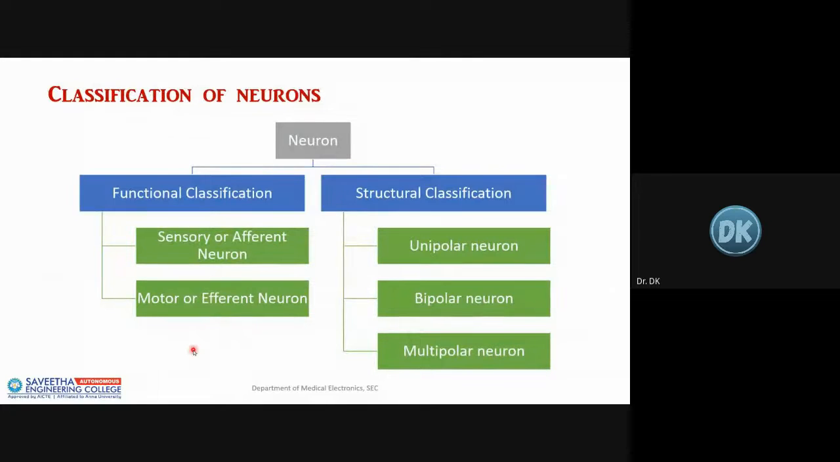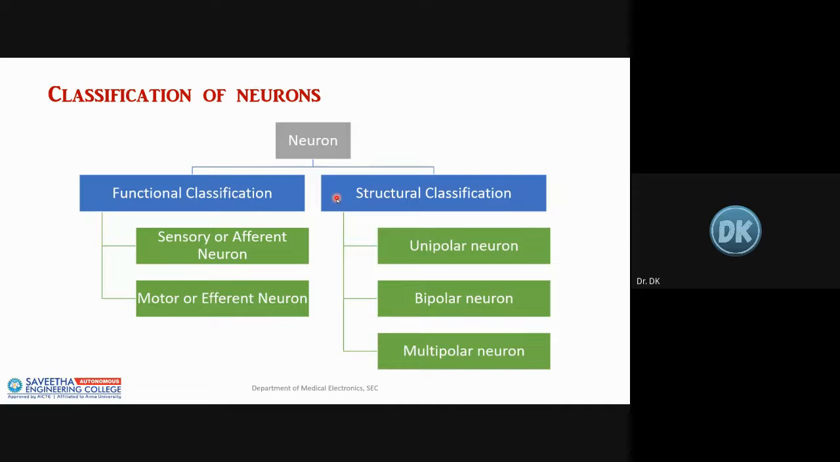Next thing is our important question from your unit 5. Unit 5, this is one important question, that is classification of neurons. So until now we saw the structure of neuron: cell body, dendrites, axon, myelin sheath, nodes of Ranvier, we saw everything. Next thing is functional classification and structural classification.